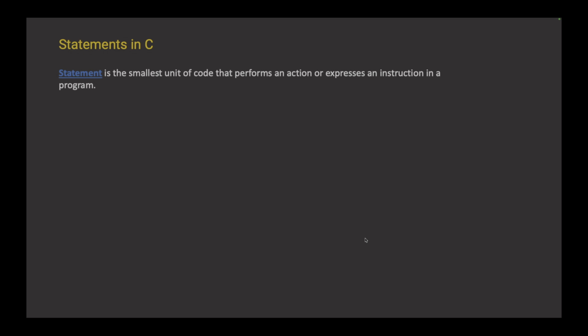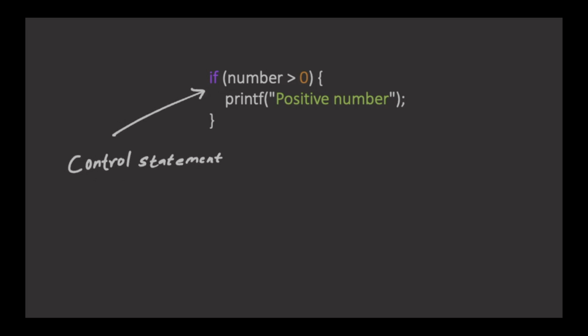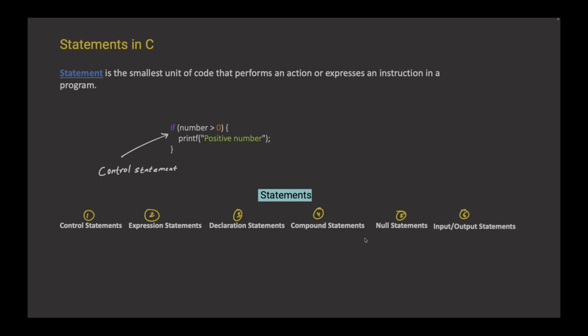What is a statement? A statement is the smallest unit of code that performs an action or expresses an instruction in a program. For example, here is a small statement, an if statement. You can see here, if number is greater than 0, printf positive number. This if statement is a control statement. During execution, it will check the condition and execute the instruction or statement inside the given statement. Statements are divided into several types: control statement, expression statement, declaration statement, compound statement, null statement, and IO statement.